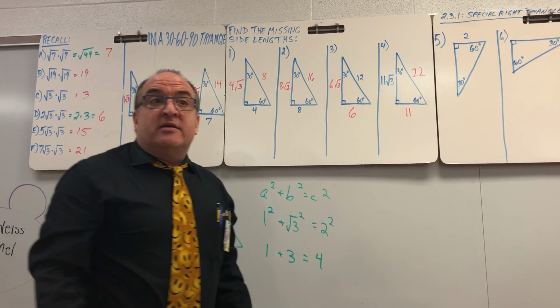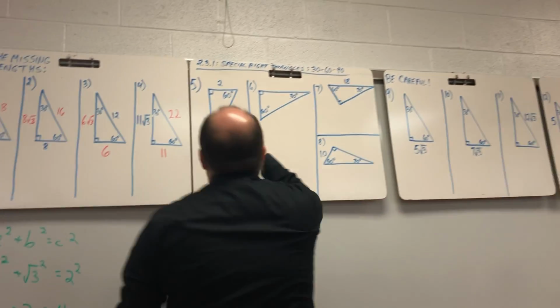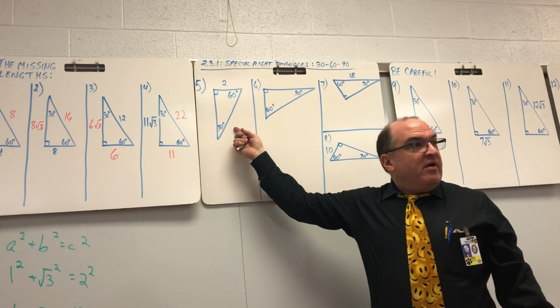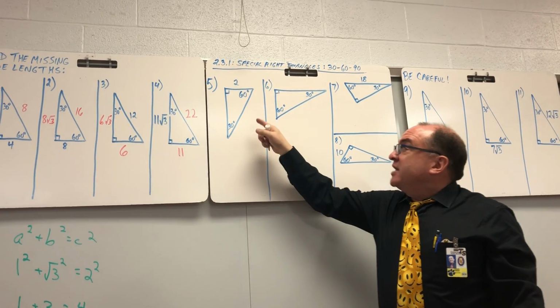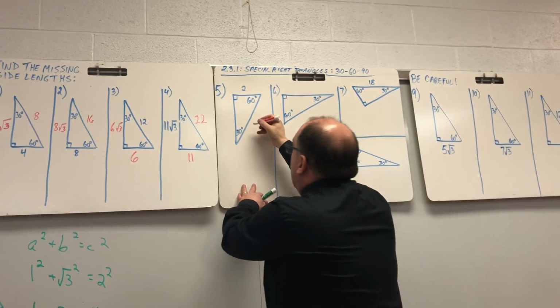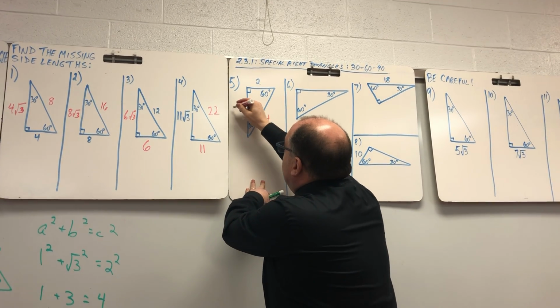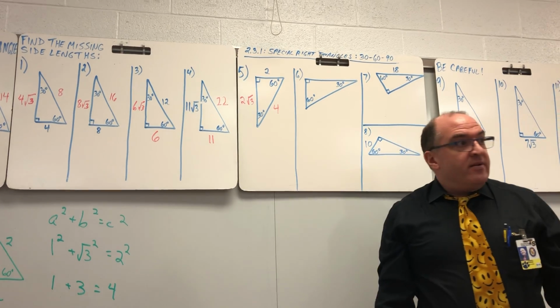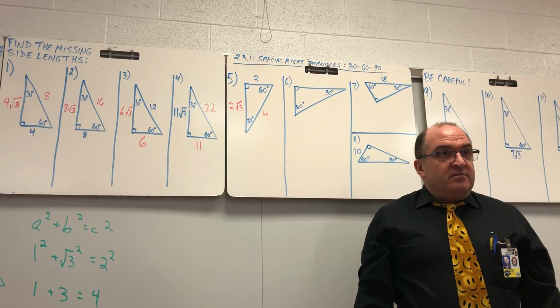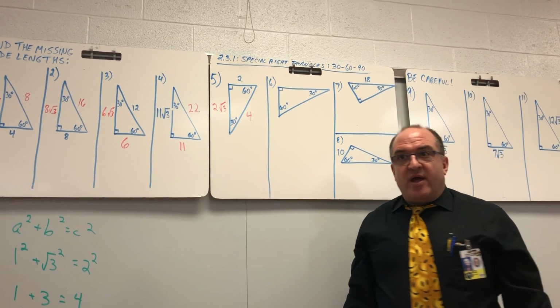Don't get confused now if the triangle is in a different direction, right? If the short leg is 2, the hypotenuse is still 4. And this guy's going to be 2 square root of 3. Okay? So that's all we're doing, right? Yes. That's all you're doing. Okay?